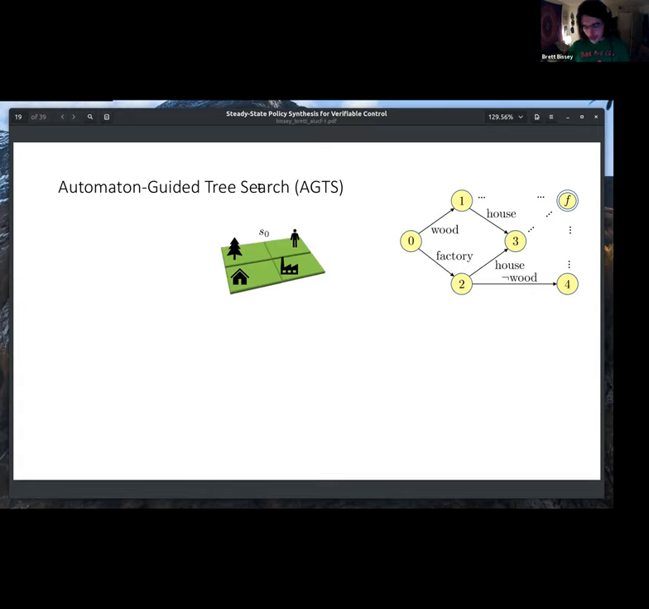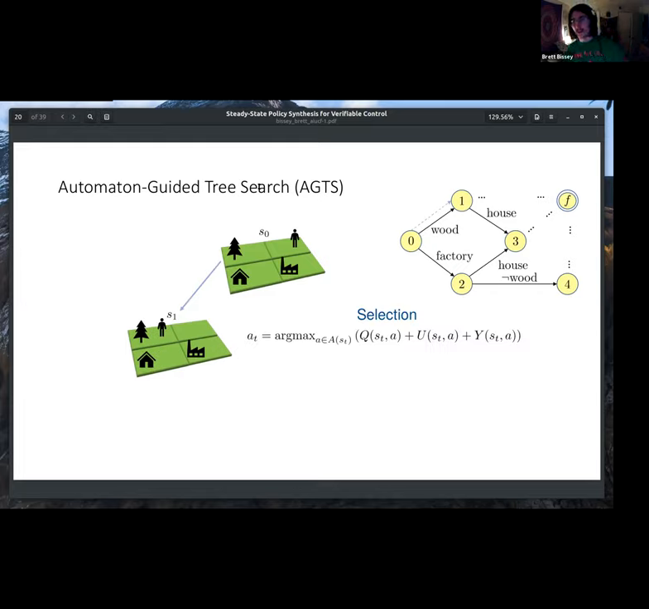So this automaton guided tree search is going to go into how this automaton state heuristic is used within this research. So we have our selection state. The argmax function is looking at all of the action space, represented by this big A, given a state, and it's finding which action is going to maximize this heuristic. The Q represents our estimated value given a state. The U represents how many times we've been there. And the Y represents our estimated value given the state of the automaton.